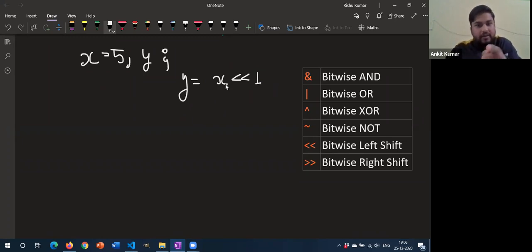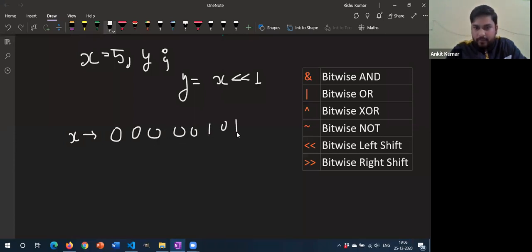Okay, so let us first convert this x into binary form. x is 5 in decimal form. Let us convert it into binary. Similarly, as in the previous question, I'm writing in 8-bit representation. So it will be 0, 0, 0, 0, 0, 1, 0, 1. Because here we have 2 power 0, 2 power 1, 2 power 2. So 4 plus 1 is equal to 5.